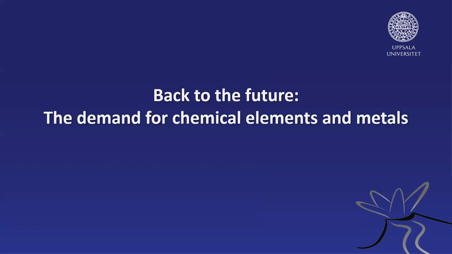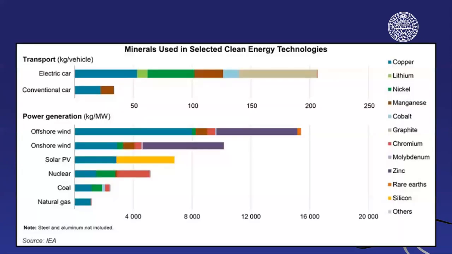Okay, just to wrap this up, the demand of chemical elements and metals in the future. This is a diagram showing what we need in terms of different chemical elements and metals for electric cars compared to conventional cars and power generation.